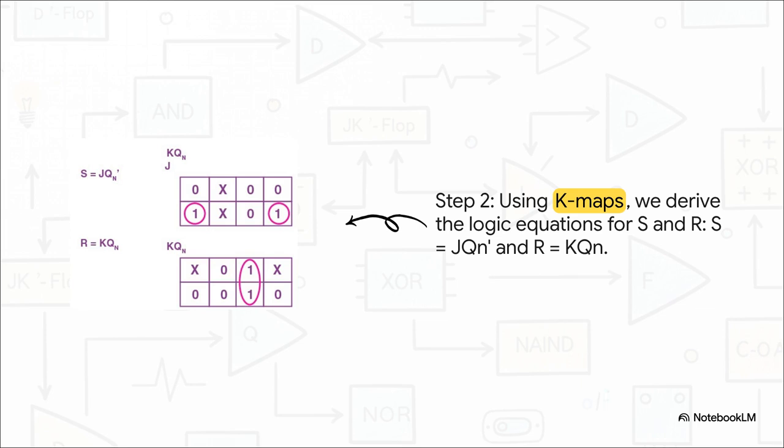We do the exact same thing for the R output, with its own K-map. That one simplifies to R equals K and Qn. And there we have it. Those are the 2 key equations we need for our final circuit.